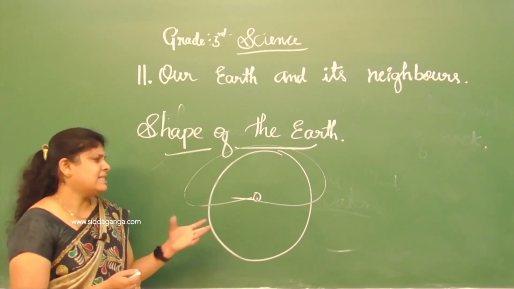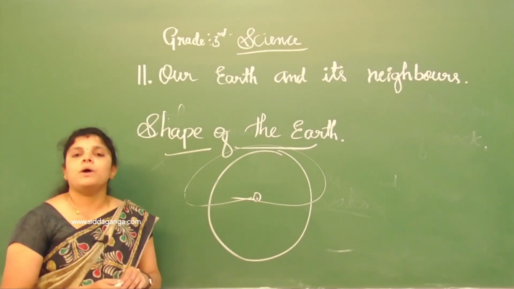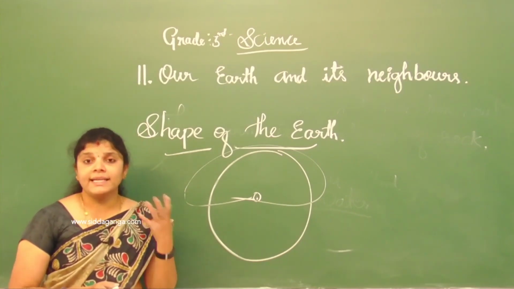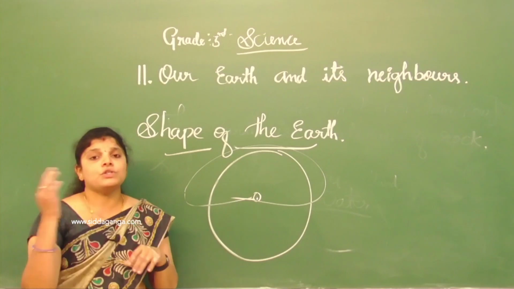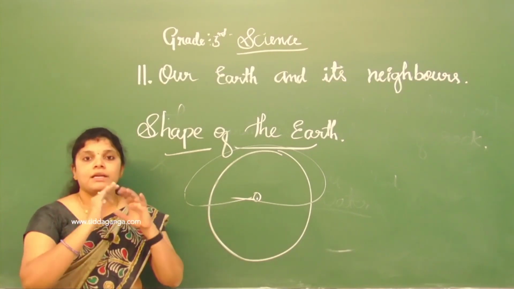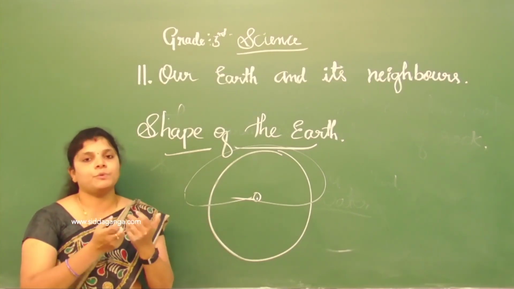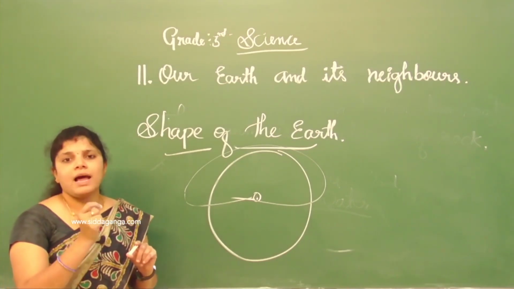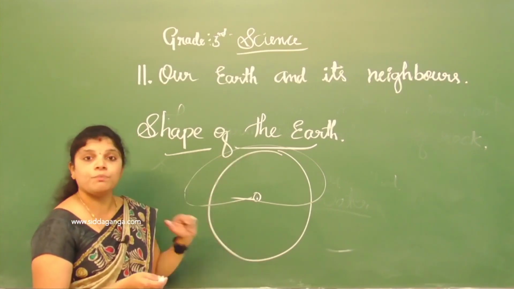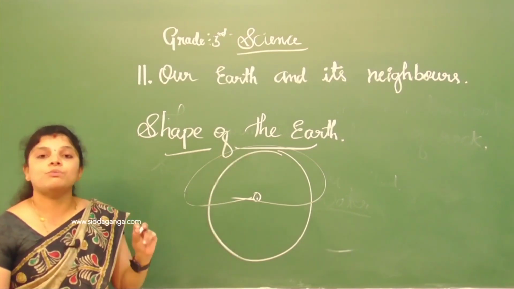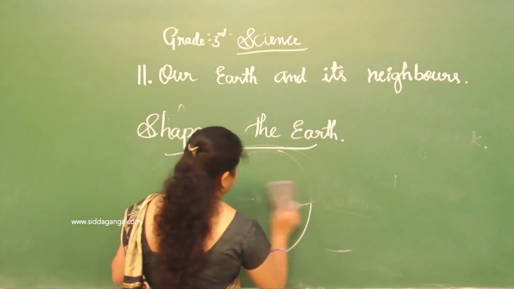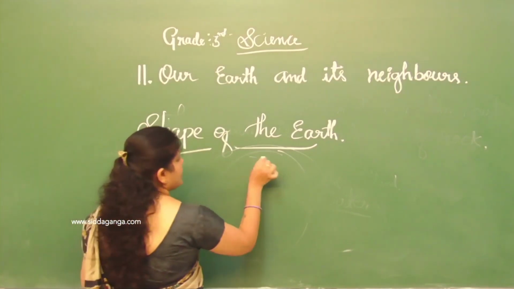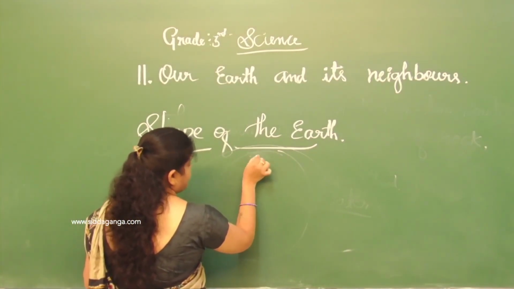Now it's proved. Why? Because many space satellites take photos from space. They send photos of our earth from space. It proves our earth is round in shape, but a little bit flattened at the north and south poles. So the north pole and the south pole are a little bit flat. It is like a spherical shape.